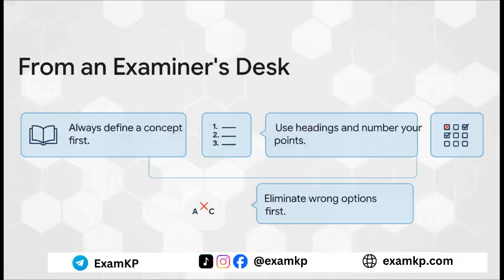Now, these tips are from an examiner's point of view. Number 1 is gold. Always define the key term in the question before you start explaining. It can earn you free marks. Use headings, number your points, and never confuse similar terms. For multiple choice questions, eliminate the obviously wrong answers first to increase your chances. And if they ask for 7 points, give them 7, not 6.